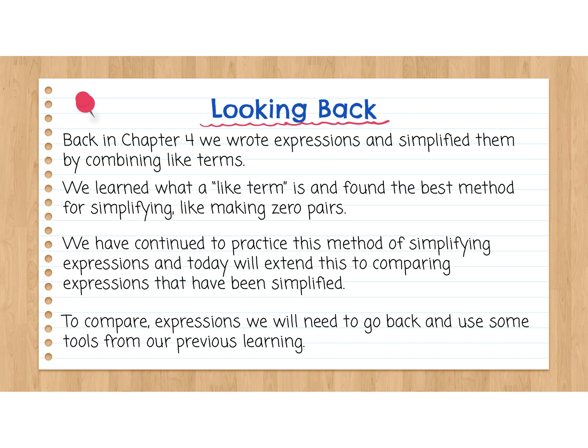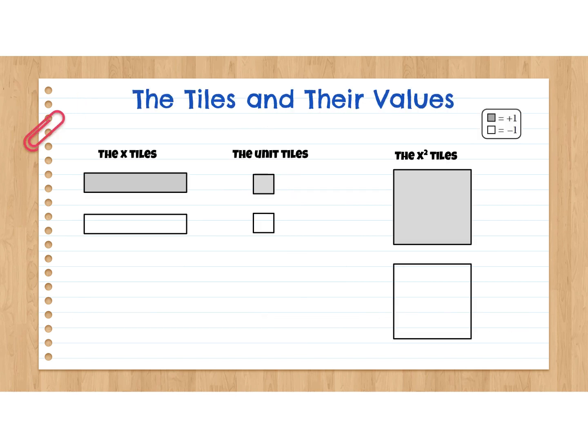All right, so when we go back to chapter 4, which is the first time we wrote expressions and simplified them with combining like terms, we learned that a like term is something that has either the same variable or no variables at all. And we talked about simplifying by making zero pairs, which was a really good idea. We continued that practice of eliminating things and simplification, and we also found some balanced sets. We're going to continue that practice today. We're going to start by going backwards to review some of our learning, and then we will use that to grow. Just as a reminder, we have two tiles, positive and negative, and we have x tiles, unit tiles, and the x squared tiles.